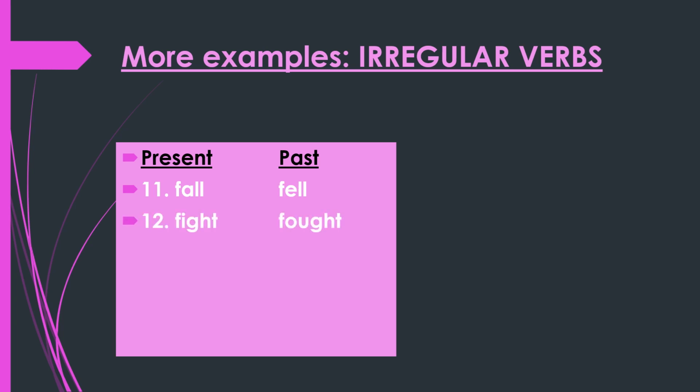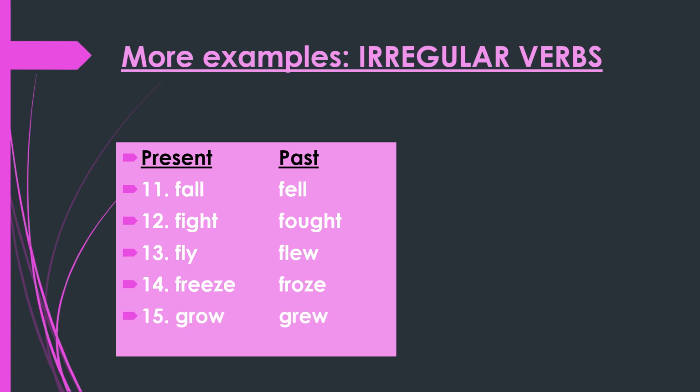Number 12 is fight. F-I-G-H-T. It becomes fought, F-O-U-G-H-T. Number 13 is fly. That is F-L-Y becomes flew. F-L-E-W. Number 14 is freeze. F-R-E-E-Z-E becomes froze. F-R-O-Z-E. Number 15 is grow.